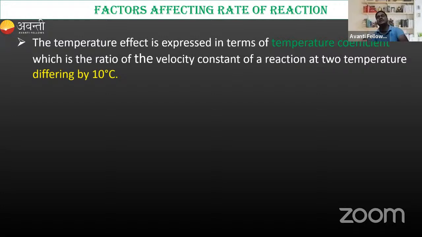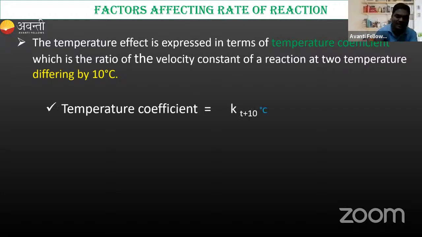The temperature effect is expressed in terms of a temperature coefficient, which is the ratio of the velocity constant of a reaction at two temperatures that differ by 10 degrees Celsius. So how will we represent the temperature coefficient? It is the rate constant at a temperature of T plus 10 degrees divided by the rate constant at the temperature of T.